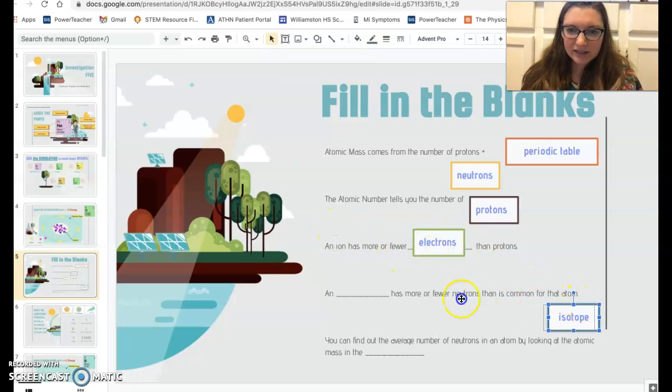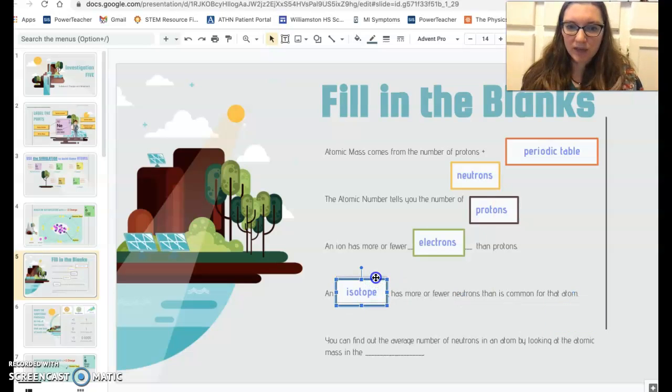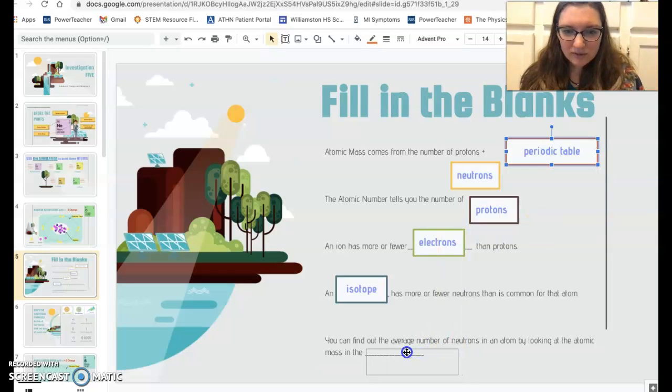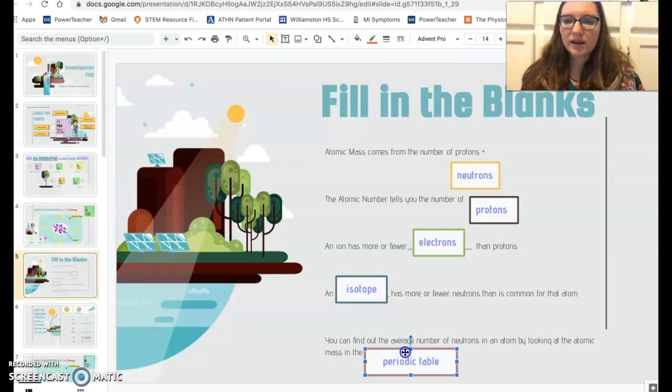An isotope has more or fewer neutrons than is common for that atom. For isotopes, I like to remember fossils, because fossils are identified by the number of isotopes in them. Okay, so you can find out the average number of neutrons in an atom by looking at the atomic mass in the periodic table, or on that element square.